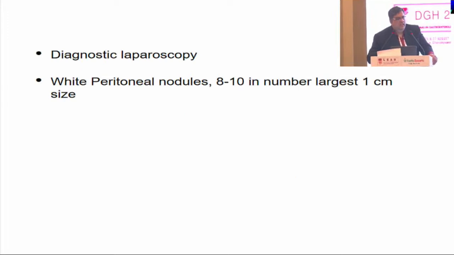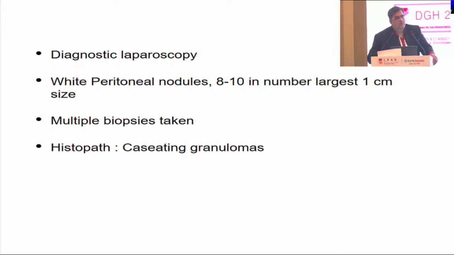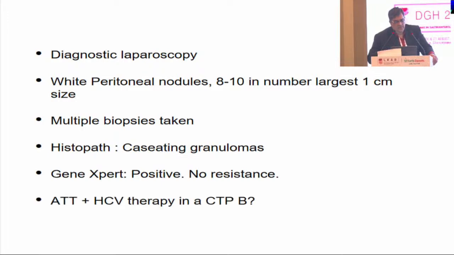Laparoscopy. Okay. So we did a diagnostic laparoscopy for this patient. White peritoneal nodules, 8 to 10 in number, largest around 1 centimeter in size. Multiple biopsies were taken. Histopathology showed caseating granulomas. GeneXpert came positive for tuberculosis, no resistance.